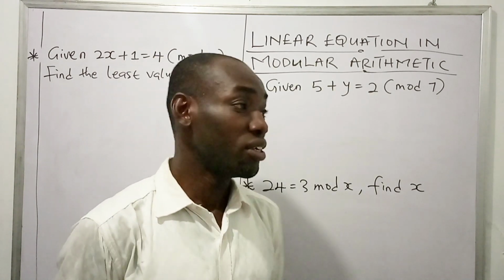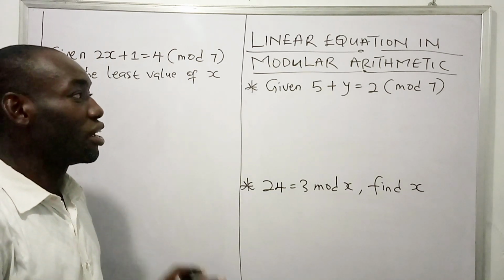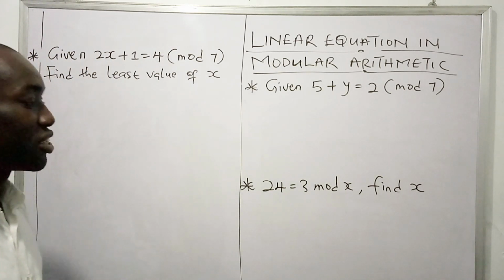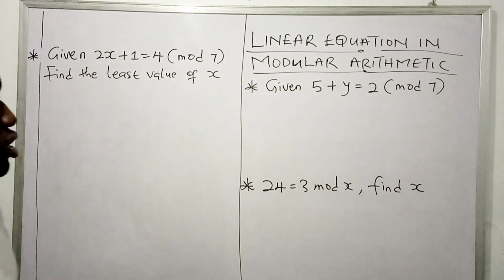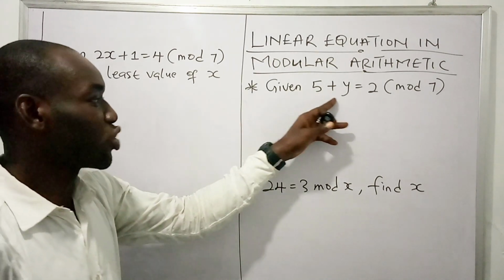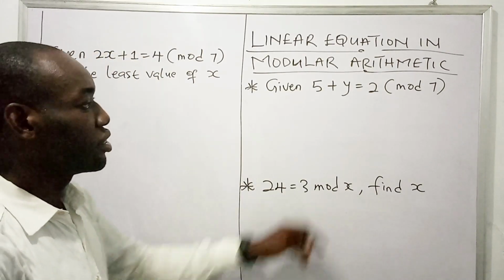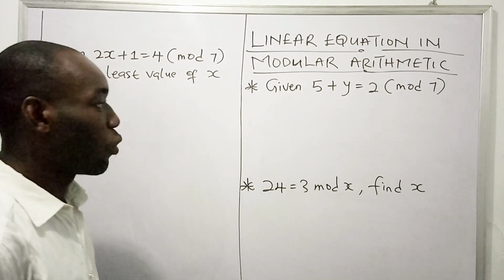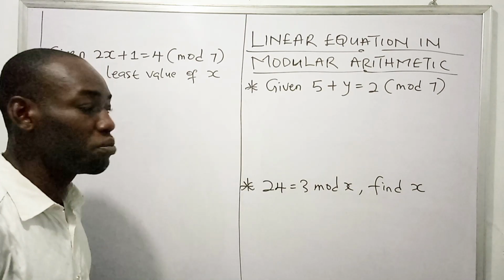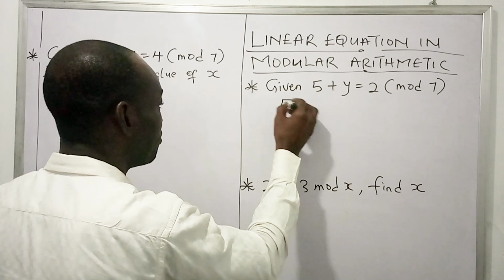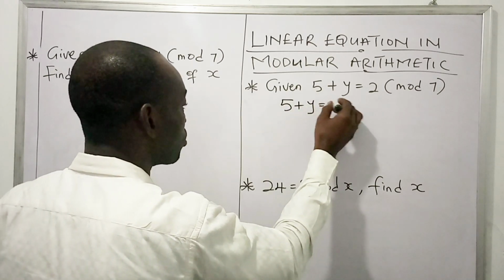Now, for today, we're going to be looking at linear equations in modular arithmetic. And we have three interesting questions here. The first one says, given that 5 plus y is equals to 2, mod 7, we are asked to find the value of y. We will treat this as our normal simple linear equation. Now we bring that out, we have 5 plus y equals 2.